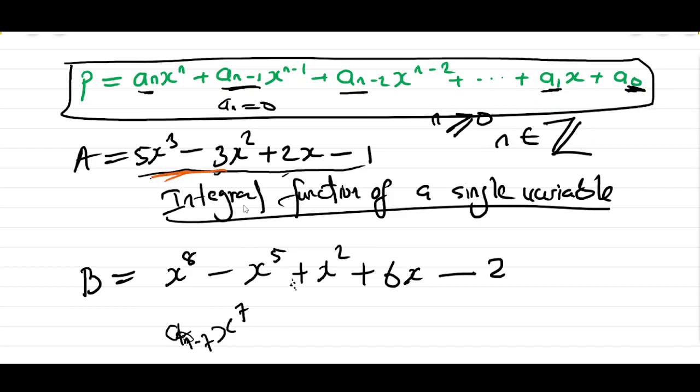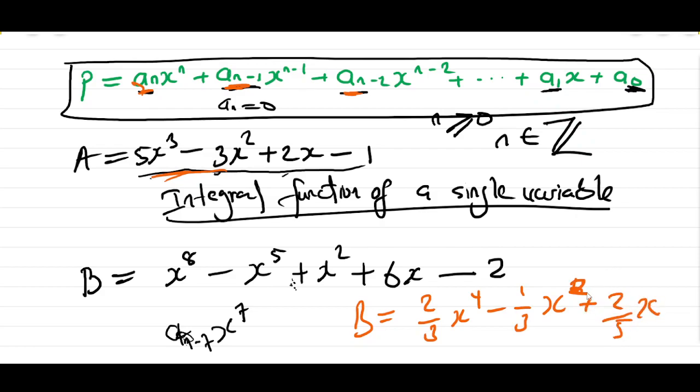What we mean is that these coefficients can be 0, can be 1, can be negative. They can even be fractions. For example, you can have 2 over 3 x to the 4th power minus 1 over 3 x to the 2nd power plus 2 over 5 x. This is still an integral function, because for it to be an integral function, the exponent has to be positive and not a fraction.